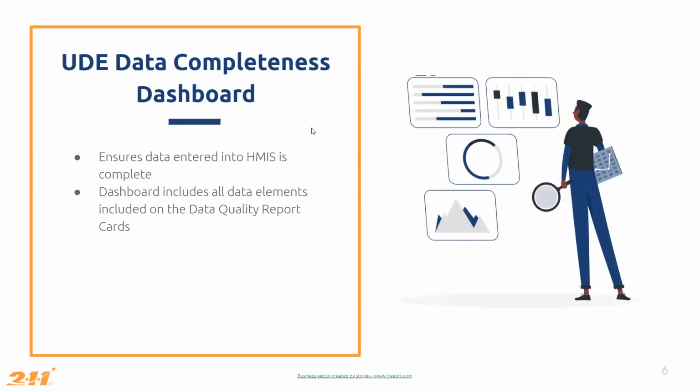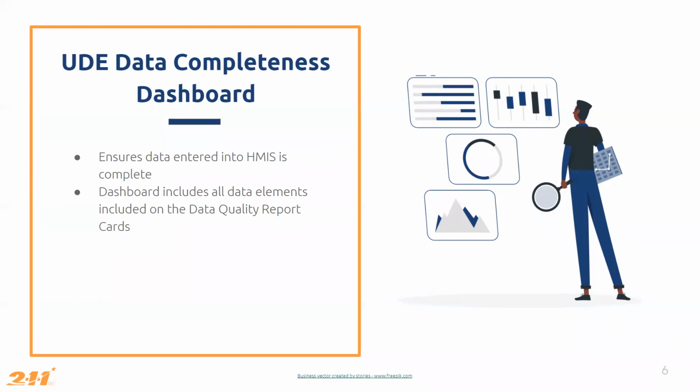And then the universal data elements data completeness dashboard. This dashboard is ensuring that the data elements entered into HMIS are entered completely. So an incomplete response includes client doesn't know, client refused, data not collected, or also missing responses where one is required. So this is looking at whether or not those fields have answers or not.